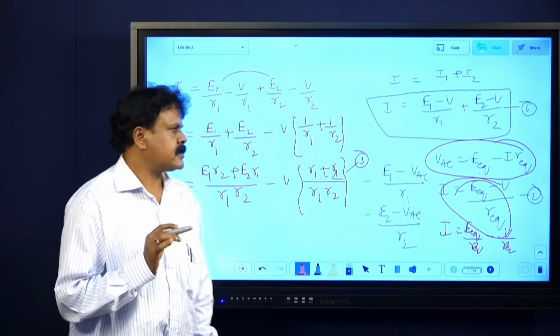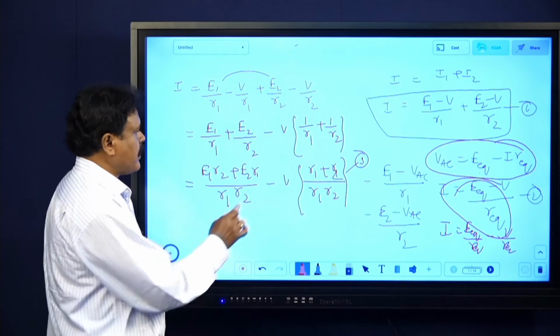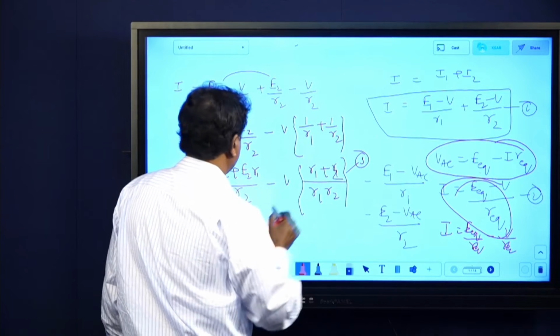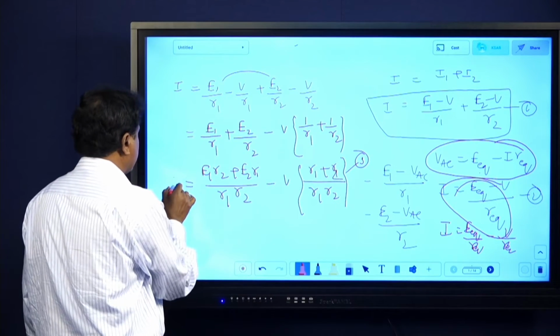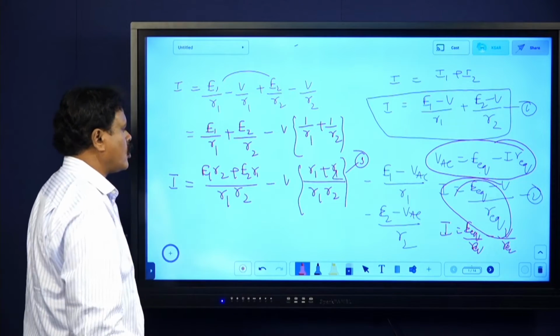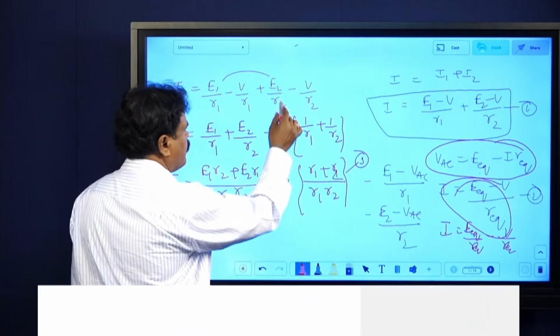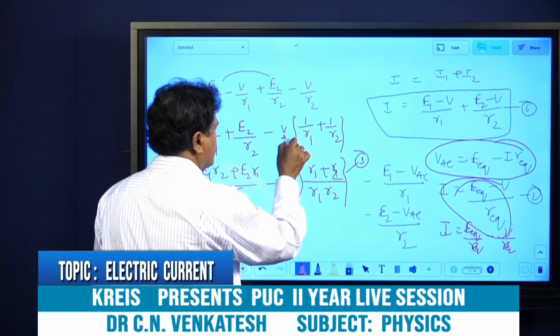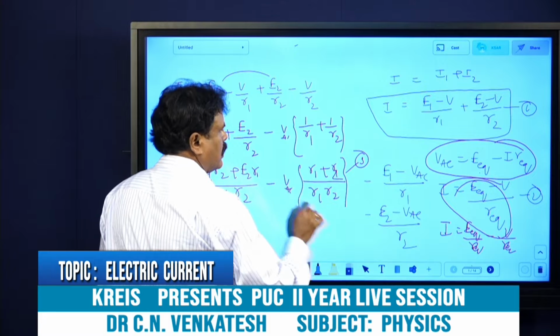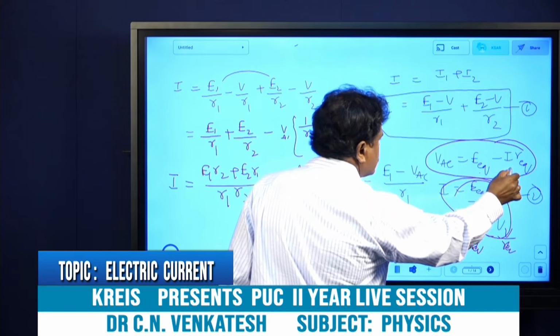Hi students, here we are doing this expression. You can compare this and that, or otherwise you can do one more thing. This is I equals (E1 R2 plus E2 R1), cross multiply and get an expression for V only. This I told, it can be VAC or just V also you can put. So here we can compare this and this.